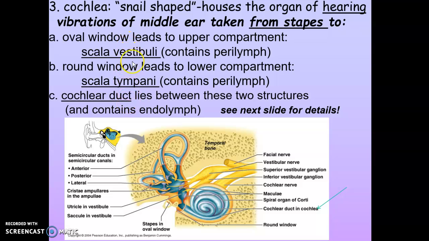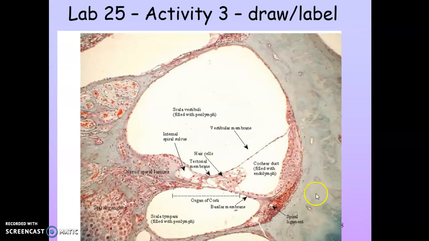If we look at these layers in cross-section, it might be easier to understand. This is going to be one of the drawings you're going to do in the lab. And what we're looking at is just one turn in that snail-shaped cochlear organ. So there's something like this where we're looking at it, and another one over here, and another one down there, because it spirals around and around. So here's the scala vestibuli with its perilymph. Here's the scala tympani with its perilymph. And in between is the cochlear duct, which has the endolymph.